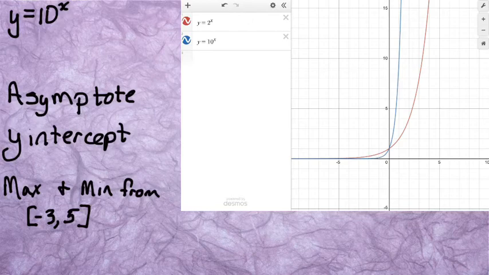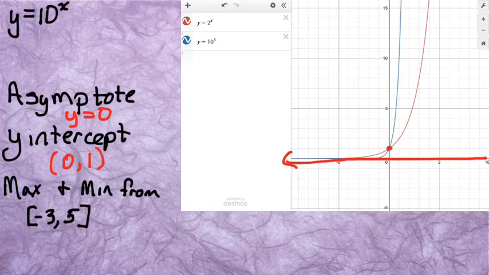So our asymptote, the line it can't cross, is here. That did not change. It's still y equals 0. The y-intercept is going through the same spot. And again, you could test this out by putting a 0 in for x. It is at (0, 1). But our min and max are going to be slightly different. So let's go ahead and look through those two numbers.